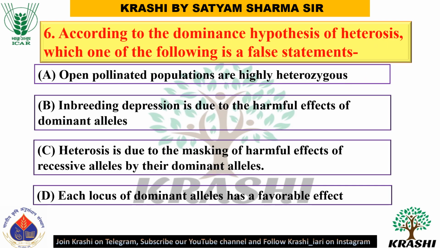Question number 6. According to the dominance hypothesis of heterosis, which one of the following is a false statement? The false statement is option B. Inbreeding depression is due to the harmful effects of dominant alleles. Instead, it is due to the homozygosity of deleterious recessive alleles. The term dominance hypothesis was given by Davenport.